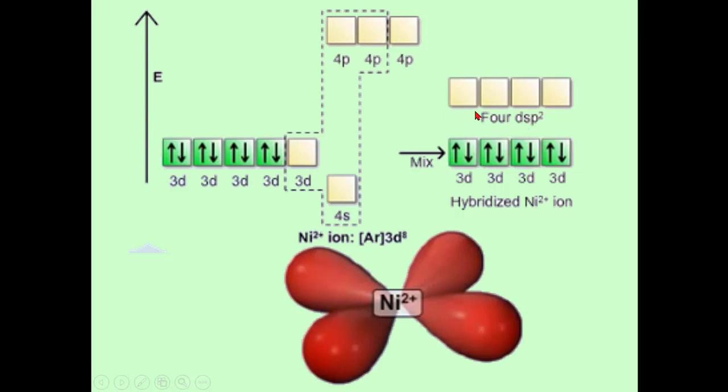This means that each orbital contains d contribution, s contribution, and p2 configuration, meaning it contains two p orbitals. So four dsp2 orbitals are formed. And remember, you may notice here that the third 4p orbital does not take part in bond formation.